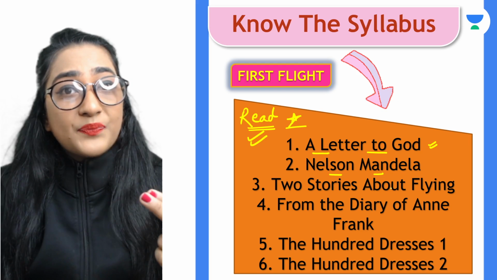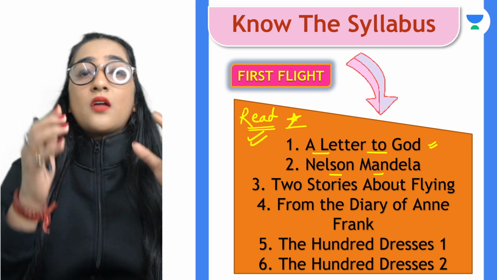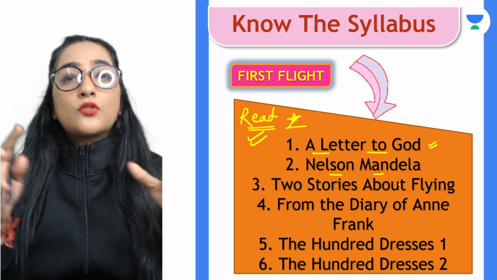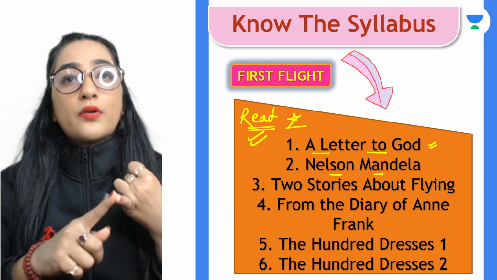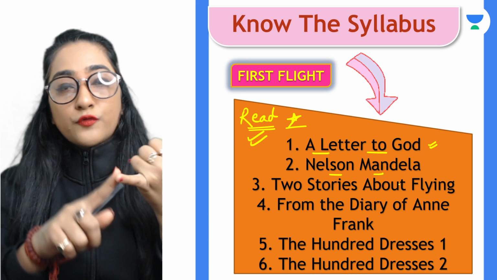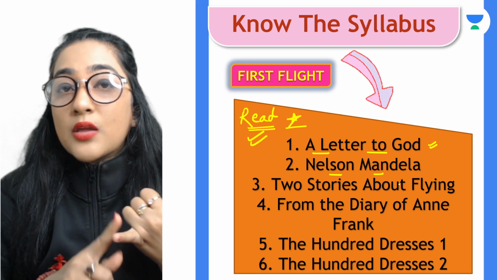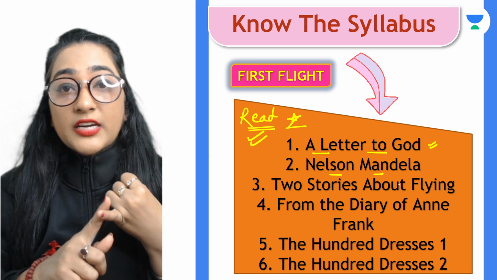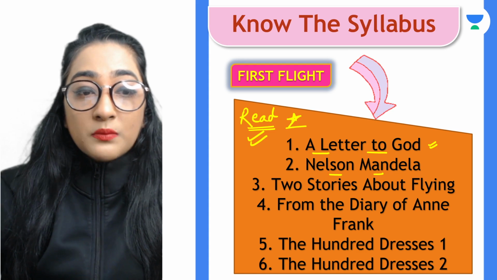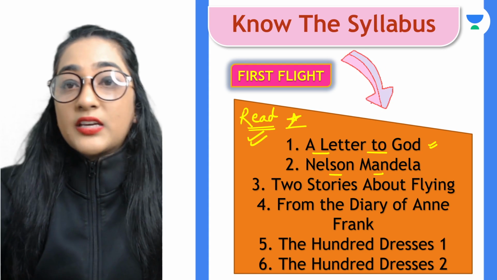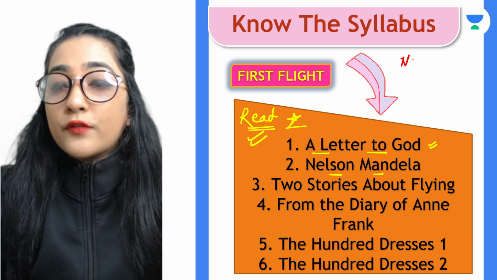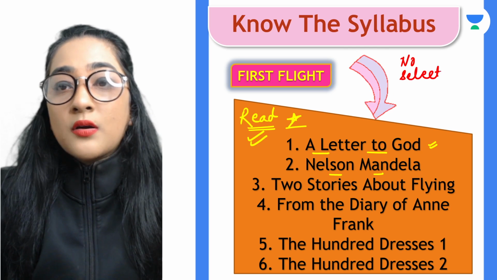Please read it again, and make sure, guys, whenever there is any chapter which has got two parts, the broader title is Two Stories About Flying, and there are two stories, His First Flight and Black Aeroplane. Please make sure that you are definitely reading both the stories, and do not go for selective study, guys. There shouldn't be any selective study at all. If you are going for selective study, you guys are going to lose your marks.